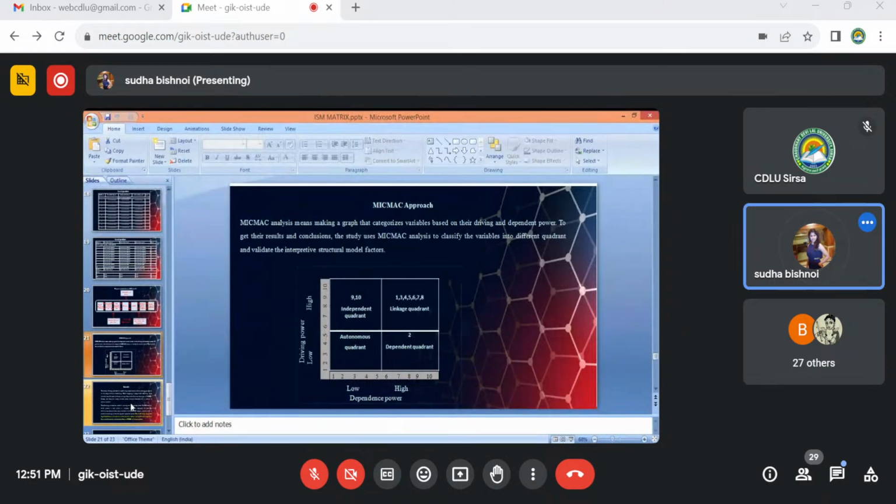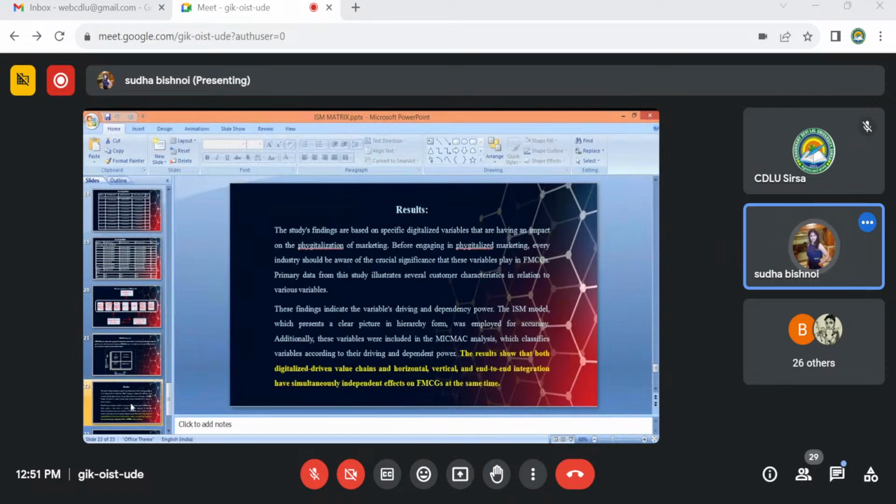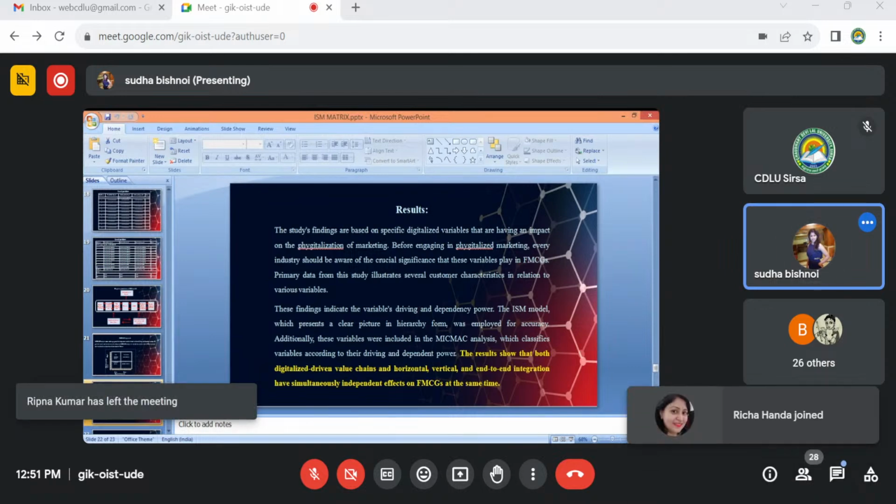Hello, am I audible? Yes, continue. Yes, sir. So this is the MICMAC approach, which shows who are the enablers and who are the dis-enablers according to our variable set, that is the 10 variables. It shows that the digital-driven value chain and horizontal, vertical, and end-to-end integration simultaneously have an independent effect on FMCG. Both variables show an independent effect on the FMCG sector, and they give good pace to FMCG growth in this digitalized scenario. Thank you, sir.